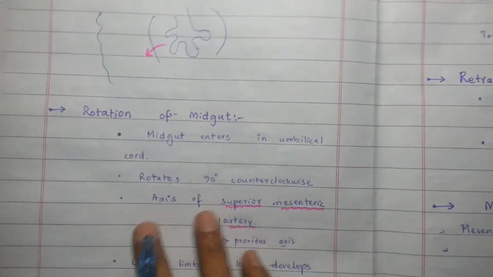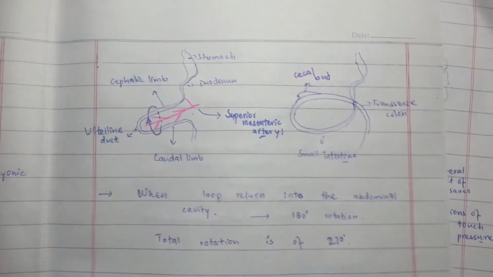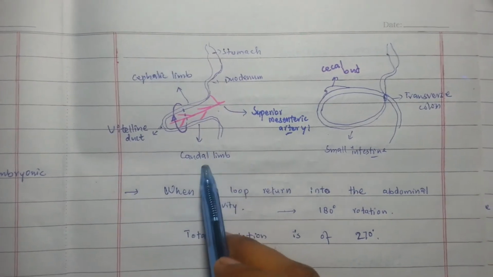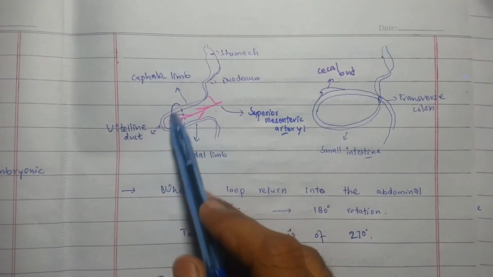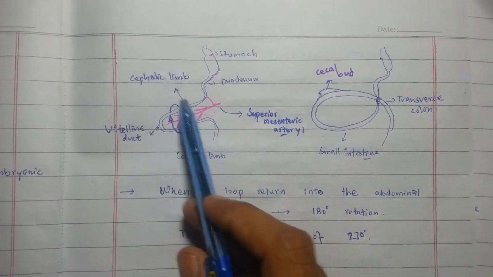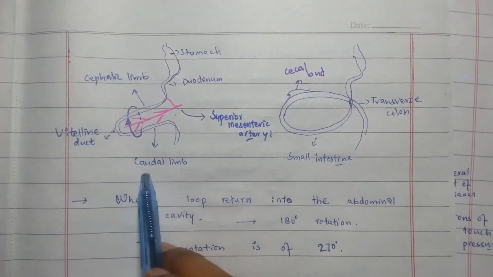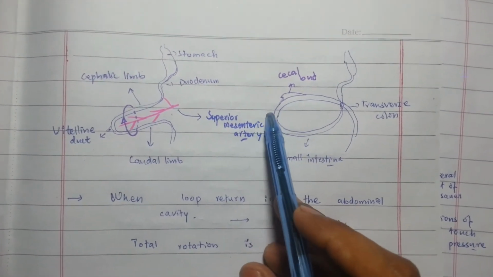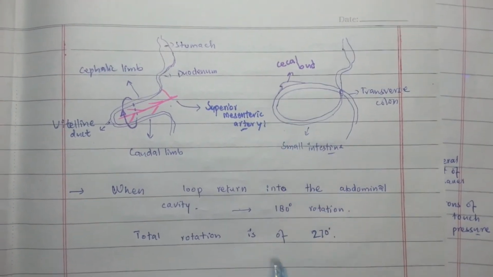Then the next process is the retraction of the intestinal loop. Here you can see the diagrams that show the rotation. This is the vitelline duct and this is the superior mesenteric artery. Here the intestinal loops rotate and the cephalic limb and caudal limb are produced. The caudal limb soon develops a swelling at its end. This is called the cecal bud, which acts as a marker throughout the rotation.